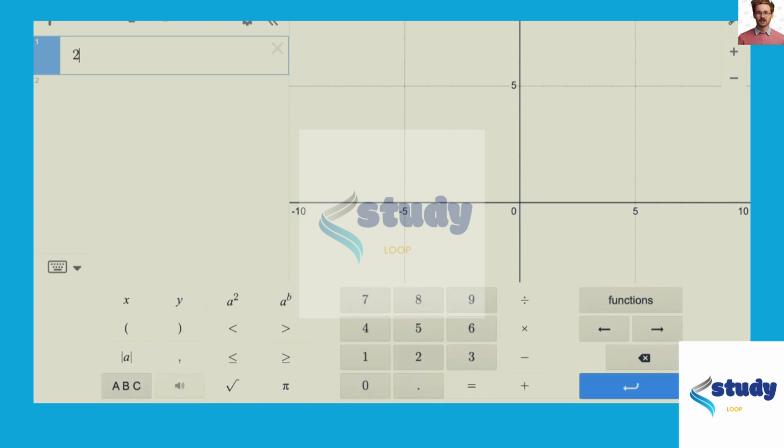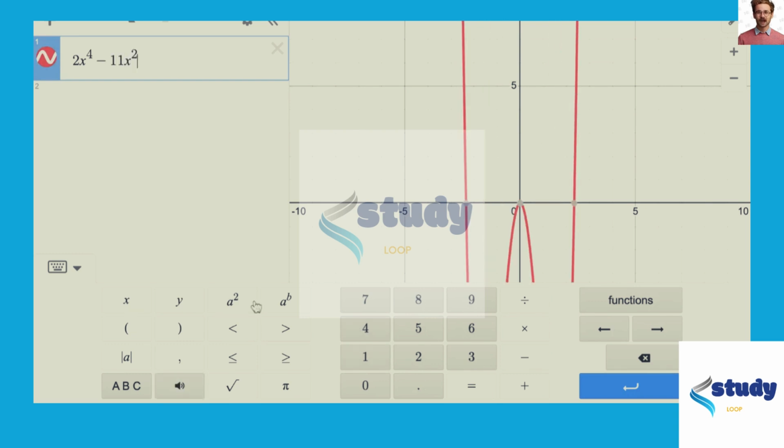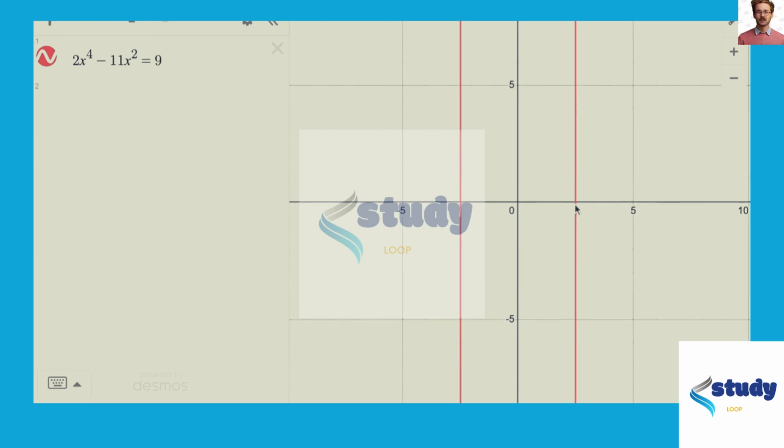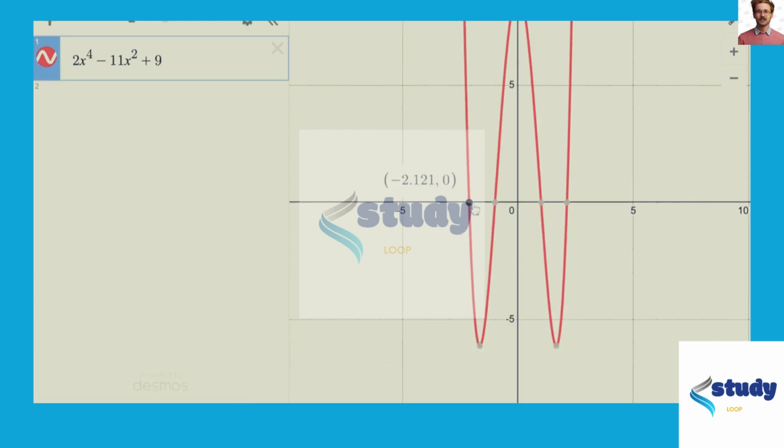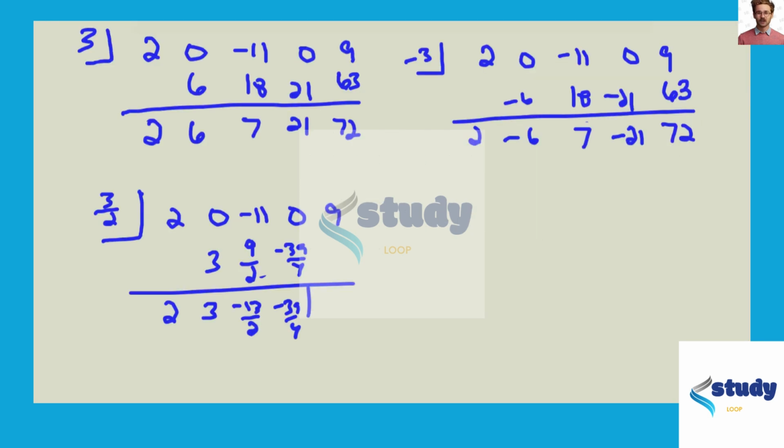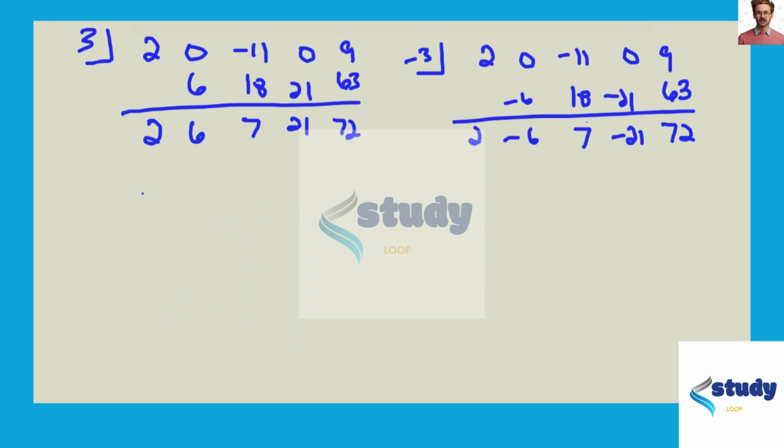When all else fails, graph 2x to the 4th minus 11x squared plus 9. I think I glossed over something that's going to be helpful. I glossed over the fact, I guess I was going off of memory, that 1 and negative 1 didn't work, but according to the graph they do, so let's show that it does.